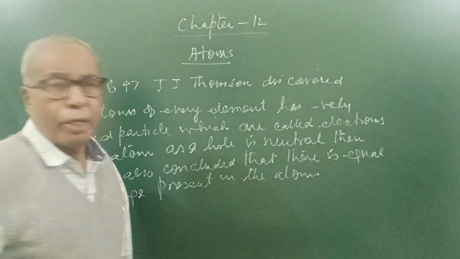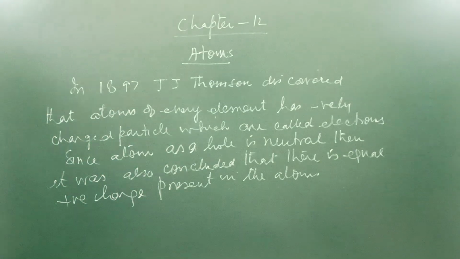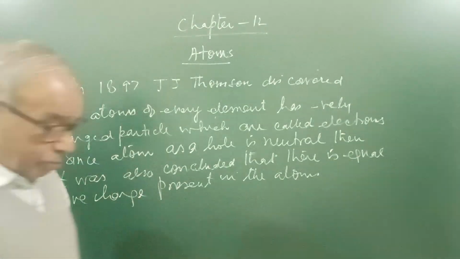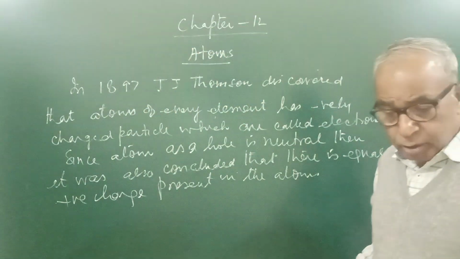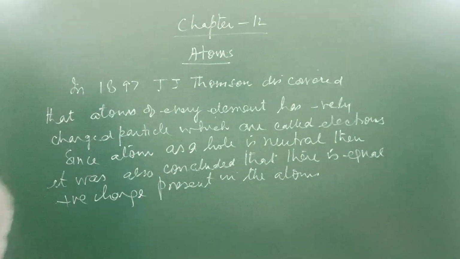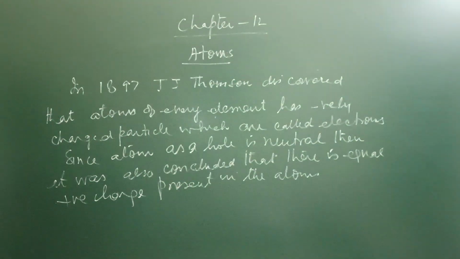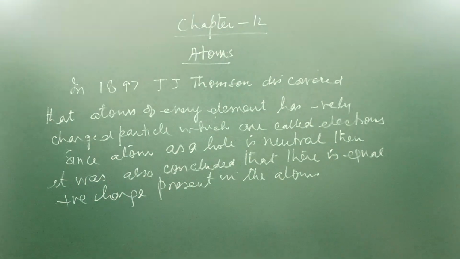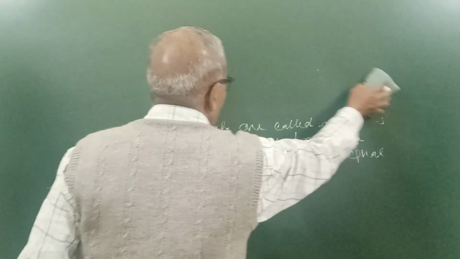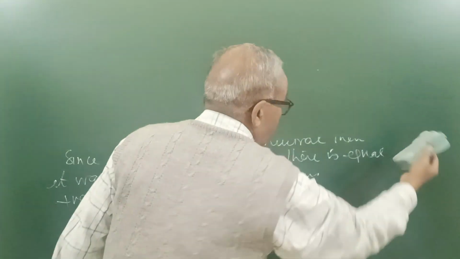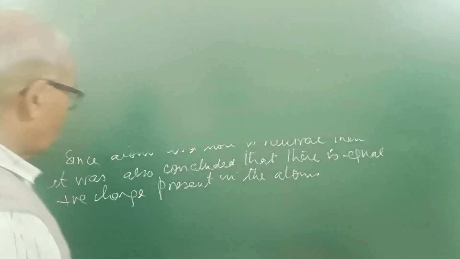Later on, due to electric discharge through gases, the canal ray experiment was performed, in which protons were discovered, and it was found that the mass of a proton is much larger than that of an electron. But the proton's charge is equal in magnitude to the charge of an electron.